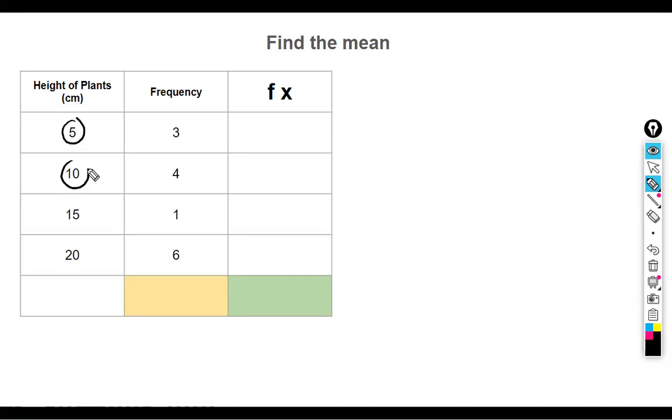Some of them were 10 centimeters tall. I think you'll get the idea. The frequency is the amount of times something happens. For example, how many plants were 5 centimeters tall? 3. So you measure 3 plants that had a height of 5 centimeters. 4 plants had a height of what? 10 centimeters. It's as simple as that, okay?